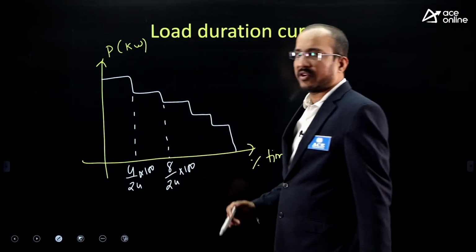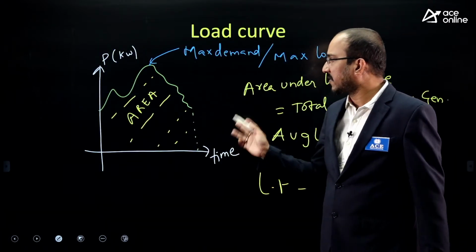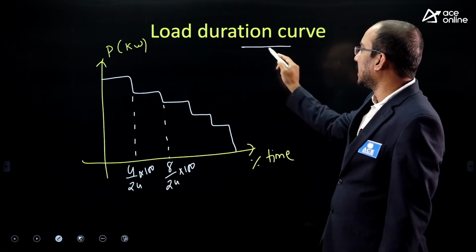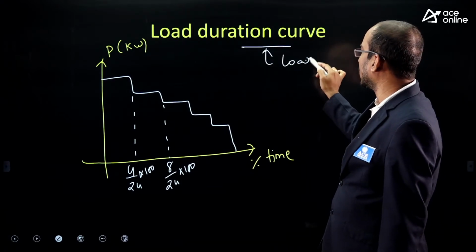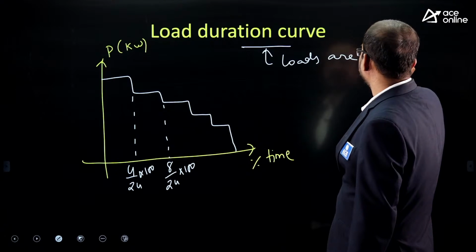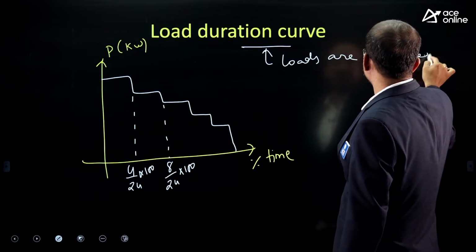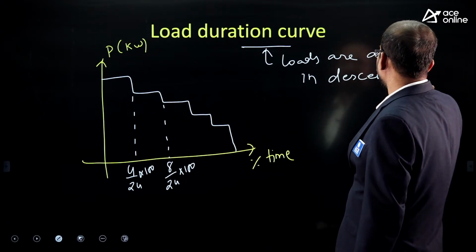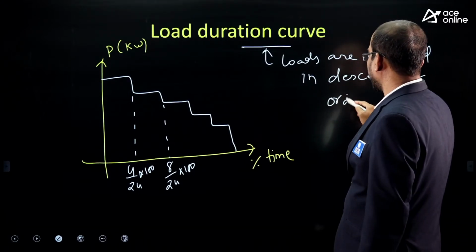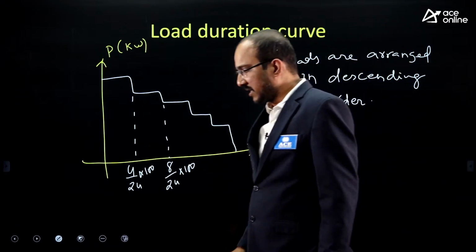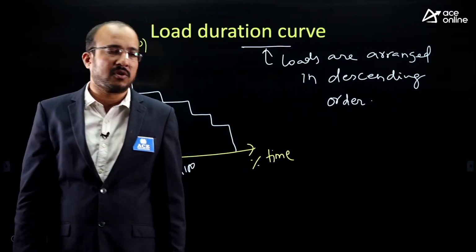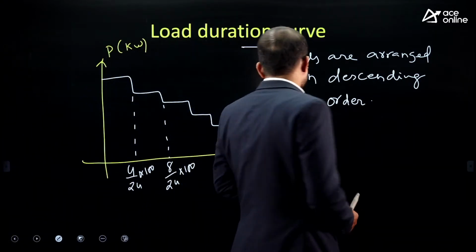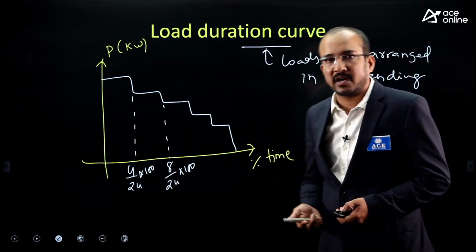Here it shows the load duration curve is obtained from what? The load curve itself, but here loads are arranged in the descending order. In load duration curve, loads are arranged in descending order. Okay, descending order. So load duration curve shows what? The variation of power drawn by the load with respect to percentage of time. Loads are arranged in what order?